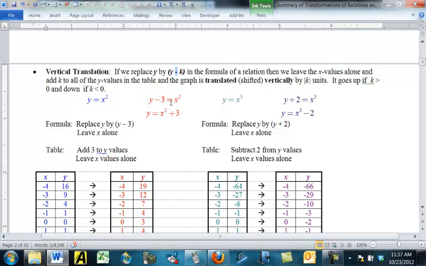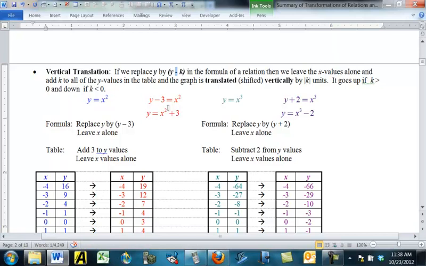So if you see it written this way, going from the blue graph to the red one, or blue formula to the red formula, I have y equals x squared as my original. And in the next one, the way it's written on the first line there, you'll see it written as y minus 3 equals x squared. If you write it that way, then you can more clearly see that it's y that has been changed and not x.